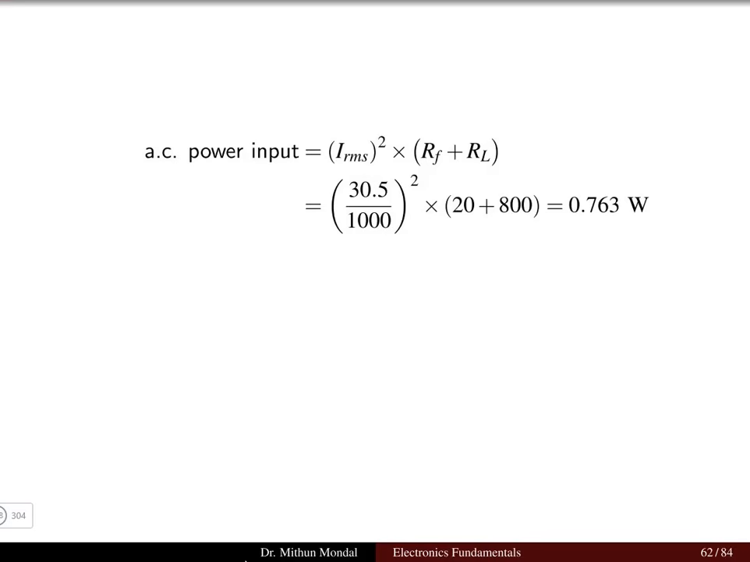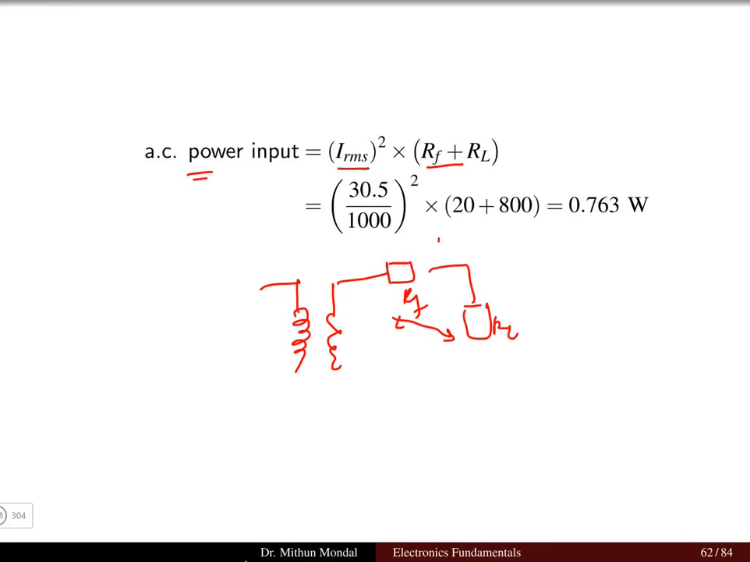The AC power input from Ohm's law is IRMS squared into (Rf + RL). Now note here, this is what we have, the transformer. So there is some internal resistance Rf and the load resistor RL. So this AC cycle is both for Rf and RL. So we are taking Rf plus RL both when the current IRMS is flowing.